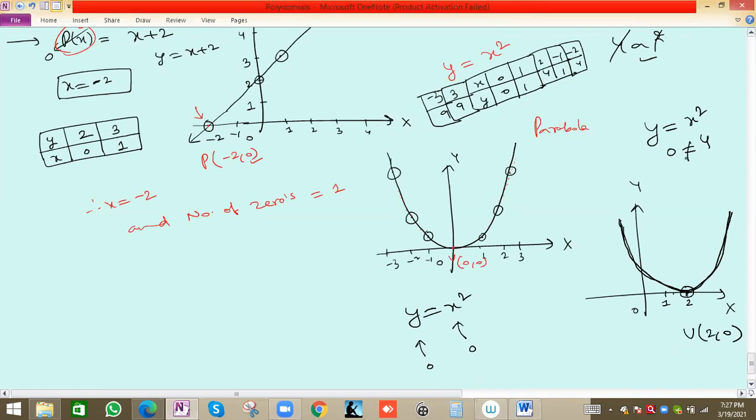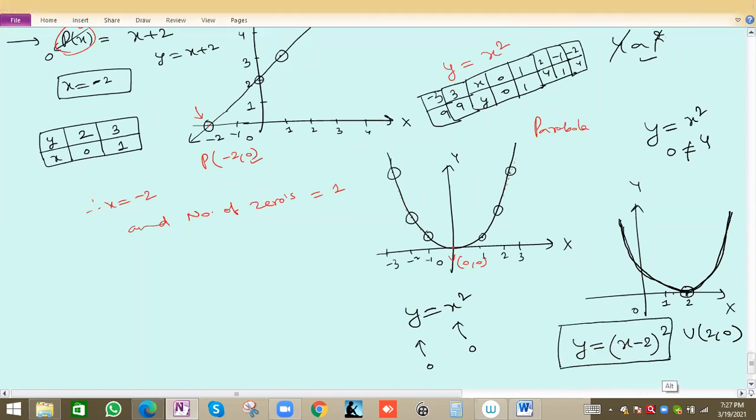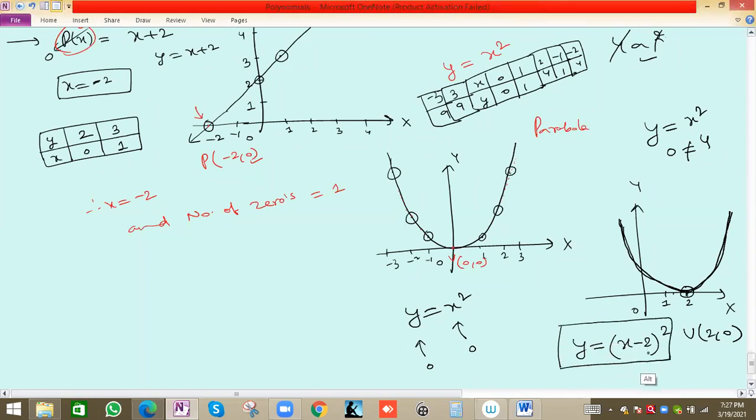So basically we have to write the curve in such a way that if we put in the vertex coordinates, both x and y become 0. What equation can we get? The nature will be the same, and the equation will be the same, with a slight shift to the right-hand side. At (2, 0) the vertex is there, so can we write y = (x - 2)²? Now put x = 2, y will be 0.